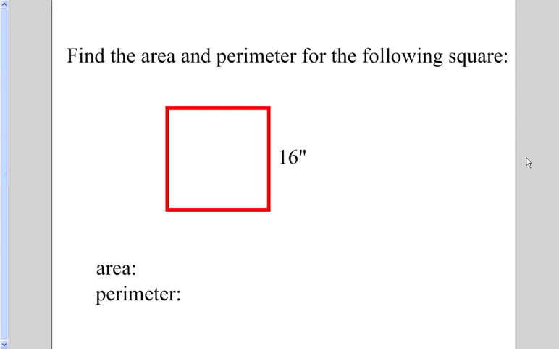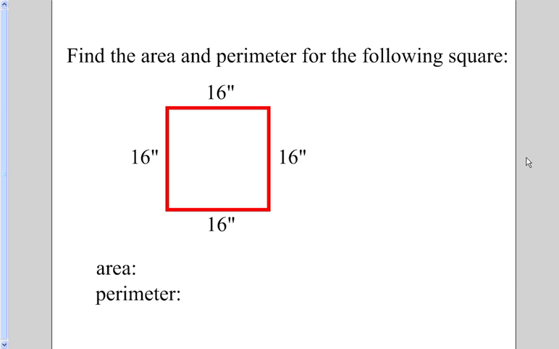This problem asks us to find the area and perimeter for a square, shown right here, whose one side is 16 inches in length. Well, the first thing that we know about squares is that, by definition, each side is the same length, and each angle is the same too, 90 degrees. Here, if each side is the same length, we know that each side is going to be 16 inches. So we can go ahead and mark that down, 16 inches on each side.